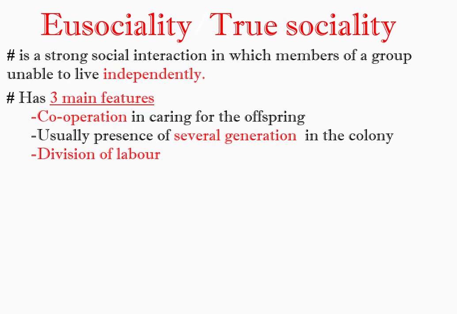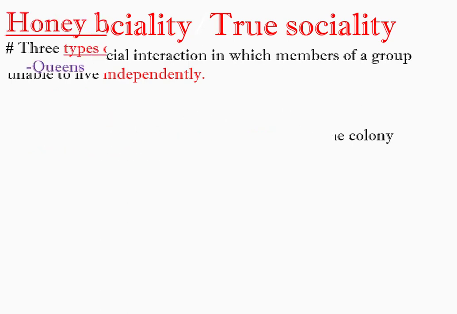And the third characteristic is division of labor. Every member in the social group or colony has a responsibility or specialization. So each member does its responsibility. From the species of animals that exhibit eusociality or true sociality, let us see the honeybee.